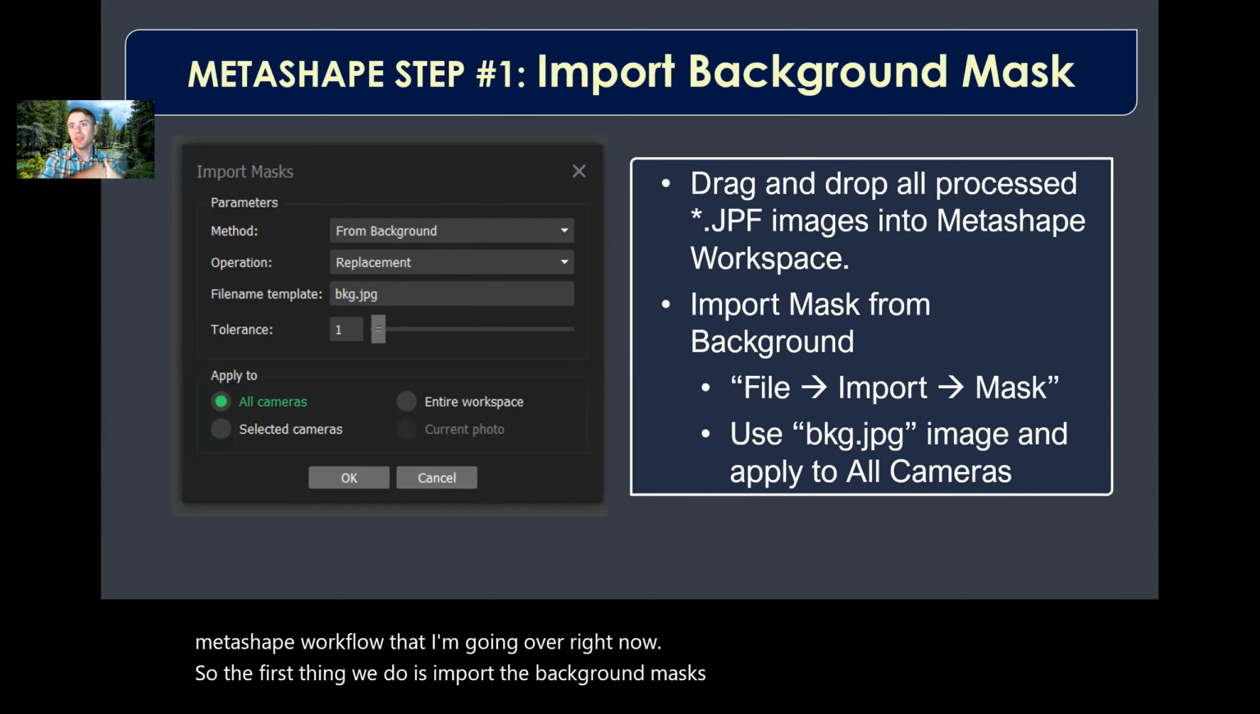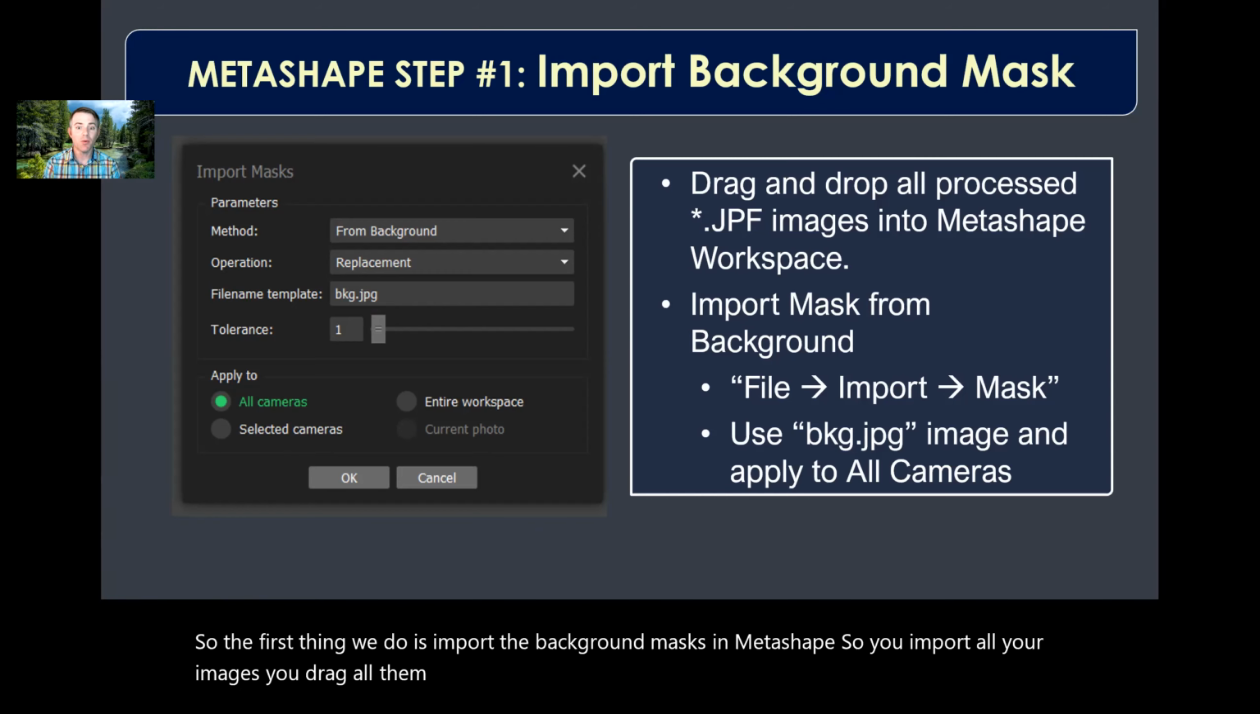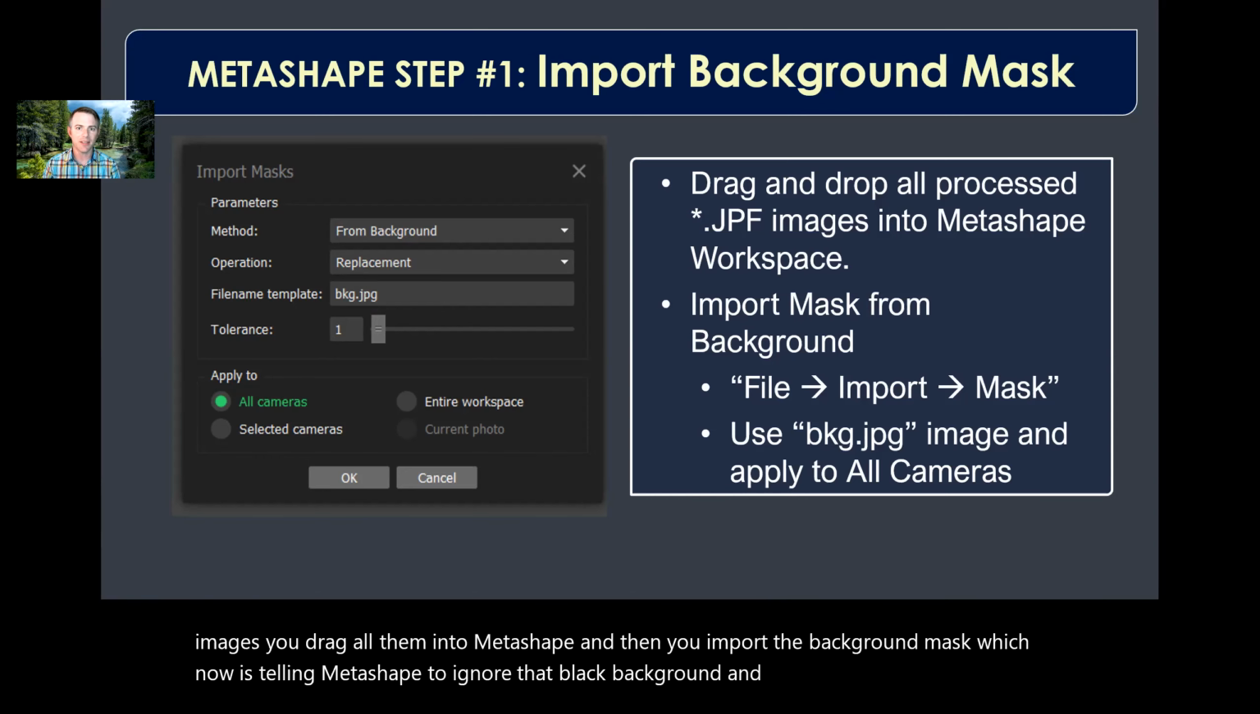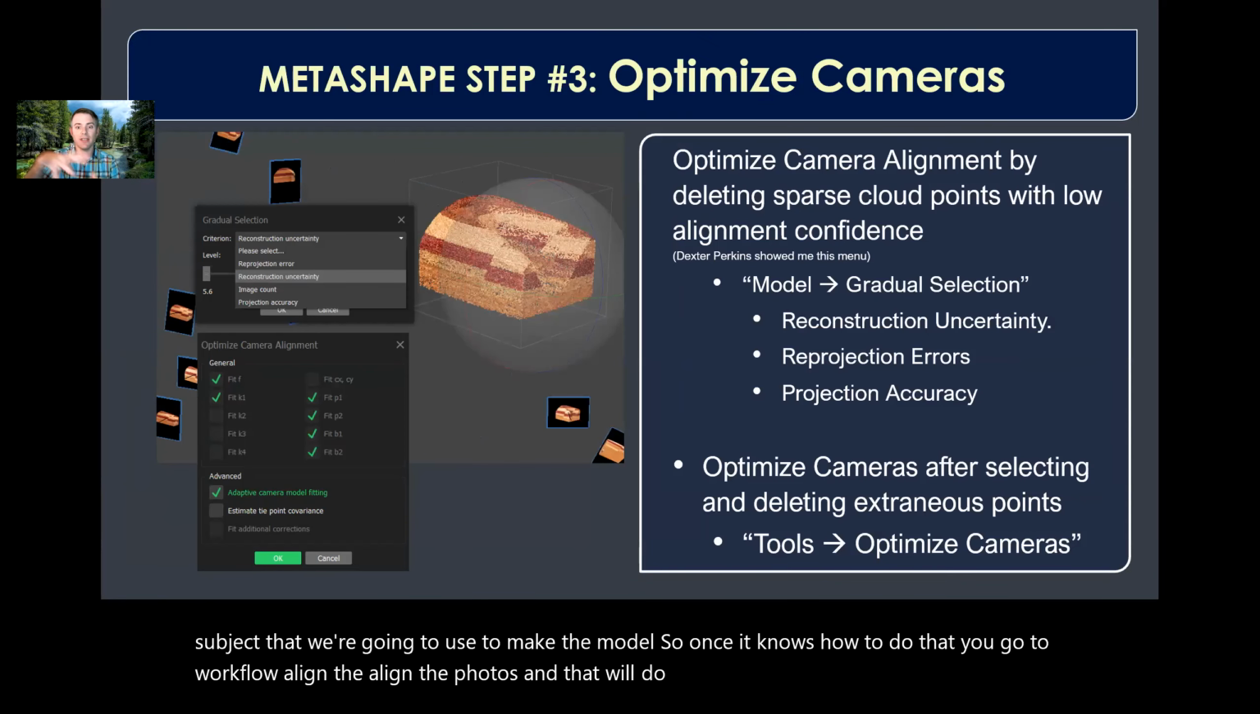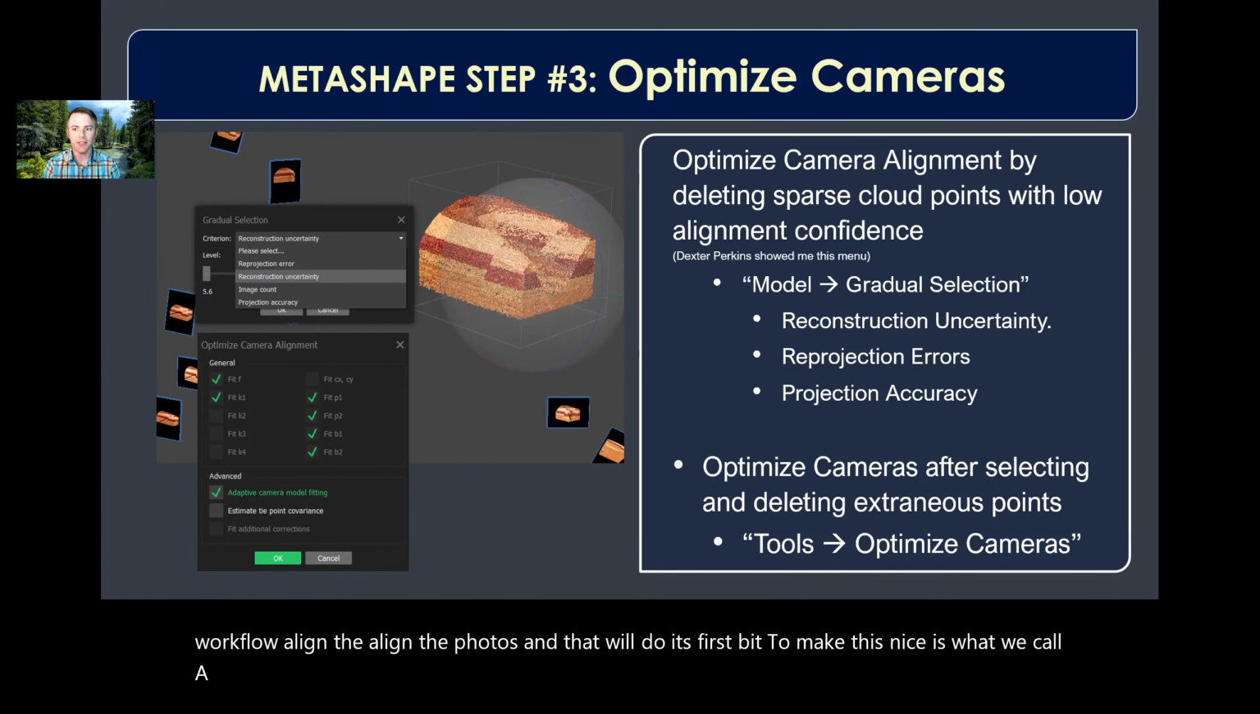So you import all your images, you drag all of them into Metashape, and then you import the background mask, which now is telling Metashape to ignore that black background, and everything that's not black is the subject that we're going to use to make the model. So once it knows how to do that, you go to Workflow, align the photos, and that'll do its first bit to make what we call a sparse point cloud here.